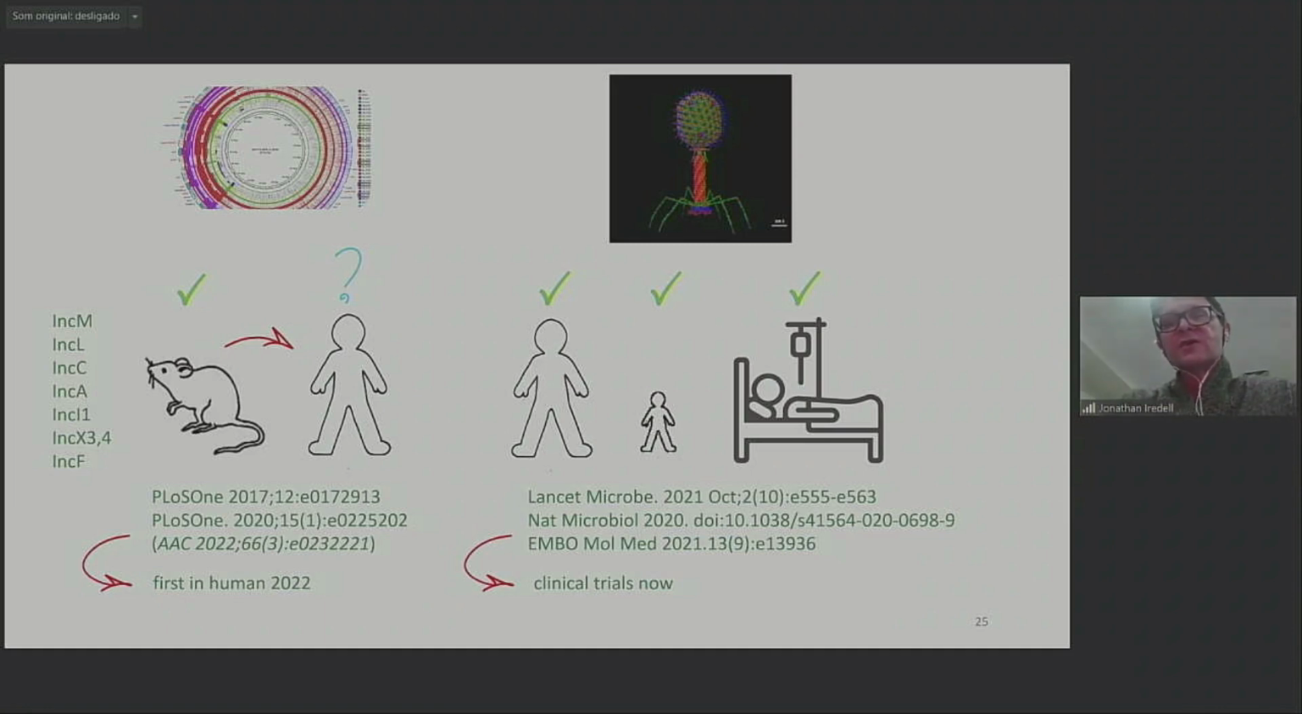This is now moving into clinical trials. The reason I think we're not seeing a lot of it is because of the commercialisation questions, which is probably a topic for another day.